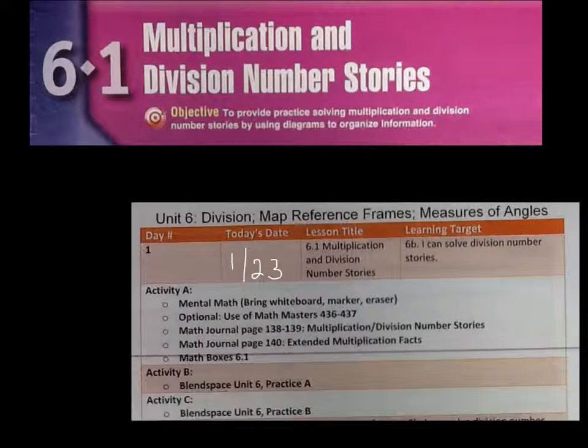Good morning, mathematicians. Today we're starting our new unit. We're starting with lesson 6.1 on multiplication and division number stories. In this unit, we're going to focus on three main areas.